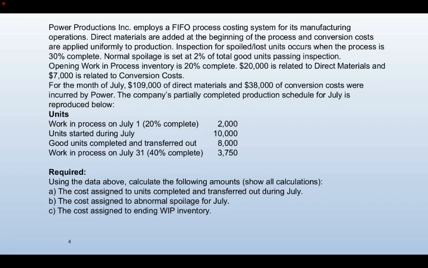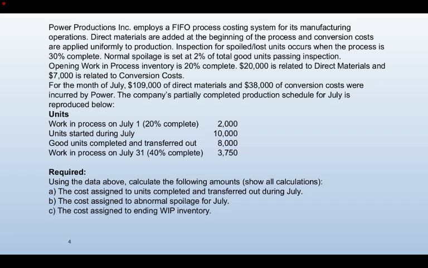And how do I know that? Well, because the beginning work in process hadn't reached the inspection point yet. It was only 20% done. So all of those had to be tested as well as any of the new ones. So, okay, so I know all 8,000 of them passed inspection. What about this 3,750? Yes or no? Have they passed inspection? What do you think?